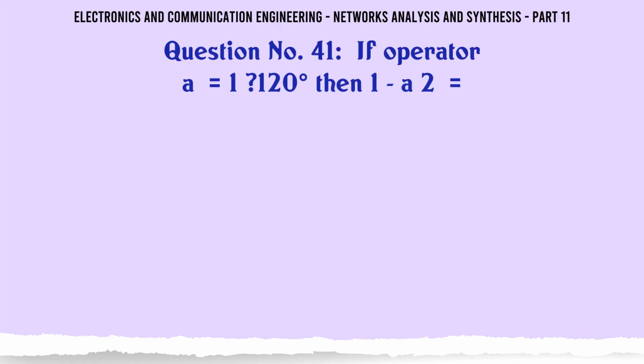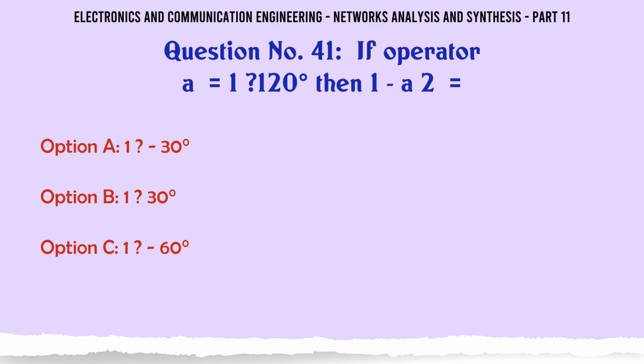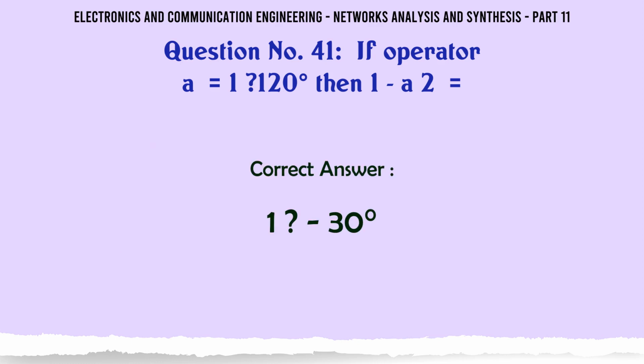If operator a = 1∠120°, then 1 + a + a^2 is: A) ∠30, B) 1∠30, C) ∠60, D) 1∠60. The correct answer is 1∠30.